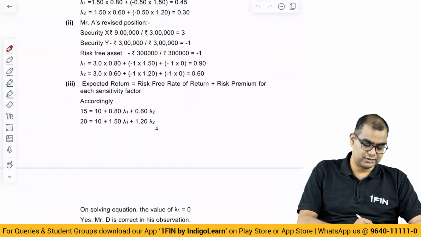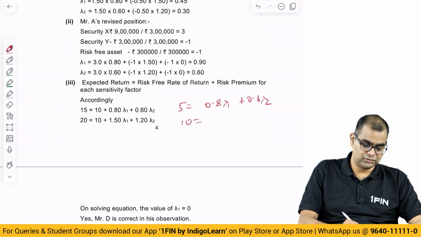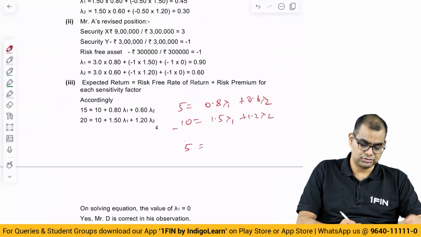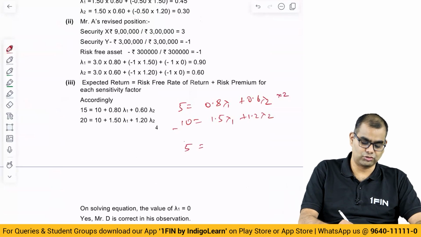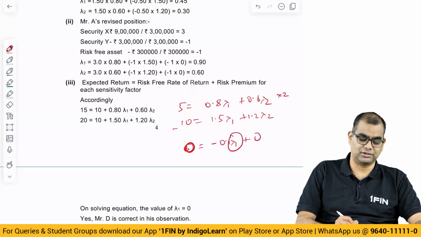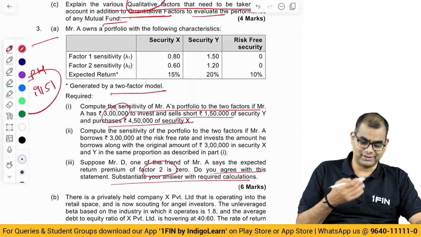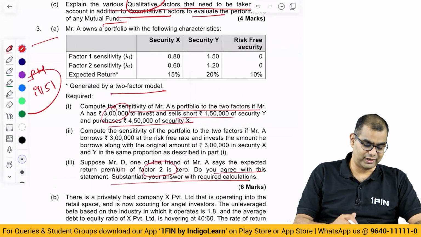Okay, so if you look at this, what are the equations? 5 is equal to 0.8 lambda 1 plus 0.6 lambda 2. Then 10 is equal to 1.5 lambda 1 plus 1.2 lambda 2. So if you subtract one from the other, you double the first and subtract. So this into 2, you subtract this, this is 0. So minus 0.1 lambda 1 plus 0, so lambda 1 is equal to 0. Now what did they say here? They said the premium of factor 2 is 0. Okay, so they gave the right answer there, wrote the wrong answer here. So don't worry about it.